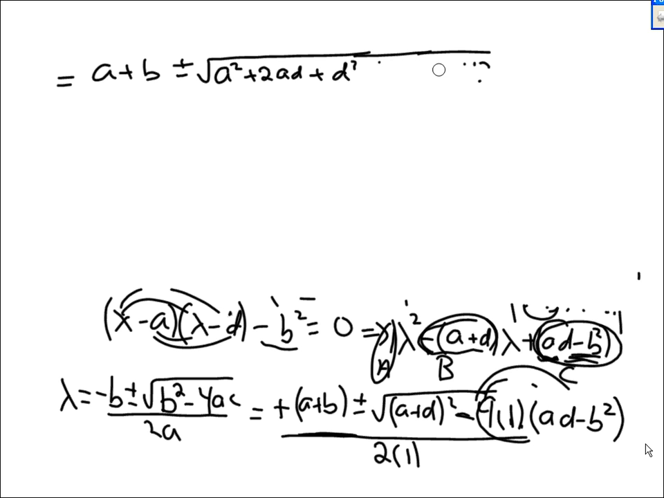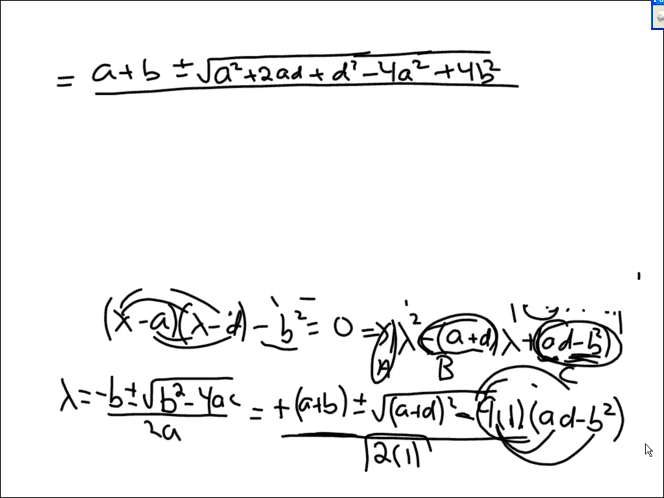So part of what I have on the top is wrong. So far what's underneath that square root sign is A plus D squared. And we are supposed to take away 4AD. Take away 4AD. And we're supposed to add 4B squared. And this all gets divided by 2 times 1, 2. Okay, so what we get is A plus D in front of the radical.